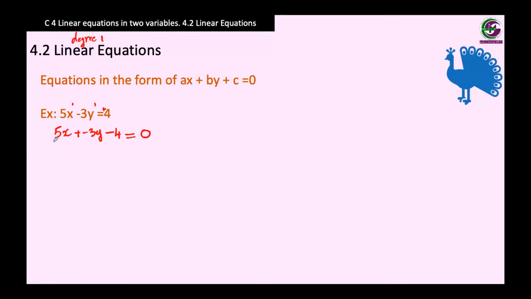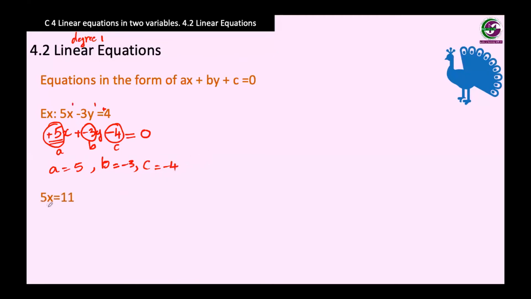So what is the value of a? This is a, which is plus. This is b. And the last one, including the sign, this is c. So we can rewrite a is equal to plus 5 or 5, b is equal to negative 3, and c is equal to negative 4.